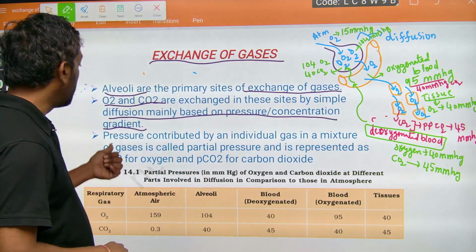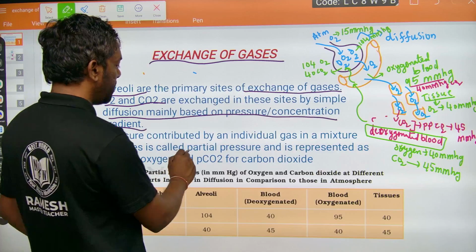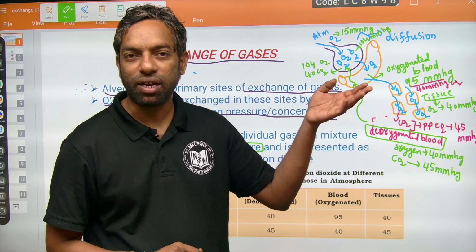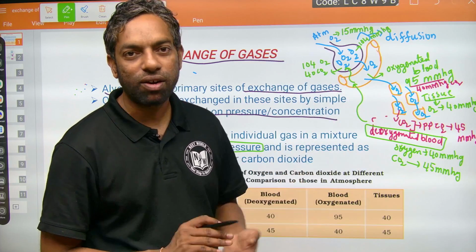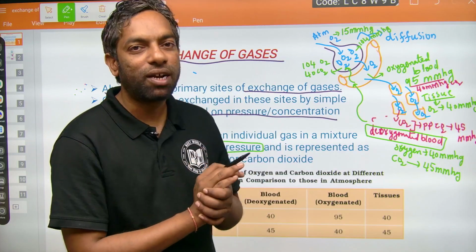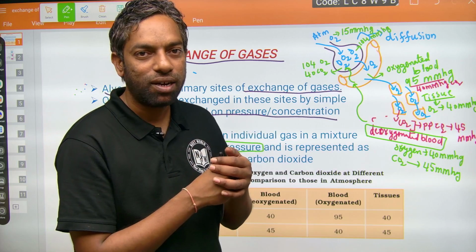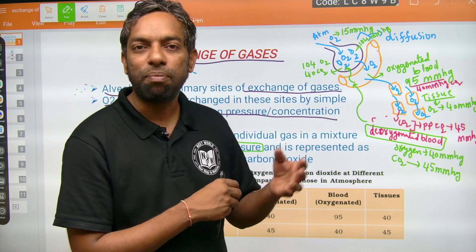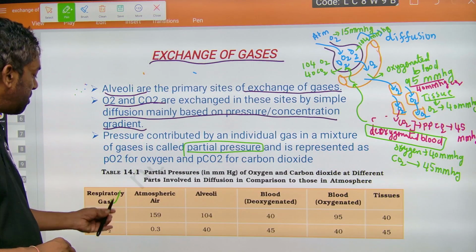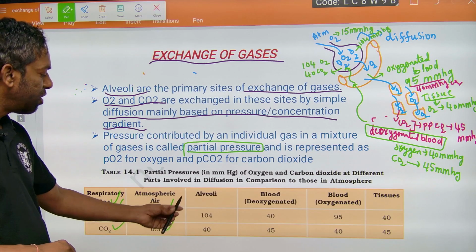Just look into here. The pressure contributed by an individual gas in a mixture of gases is called partial pressure. Individual gases in the atmosphere are nitrogen, hydrogen, carbon dioxide, oxygen, argon, krypton, xenon, radon. These are the gases. In a mixture of gases, every individual gas has its own partial pressure, called partial pressure.